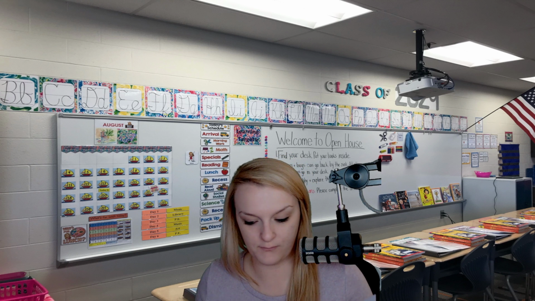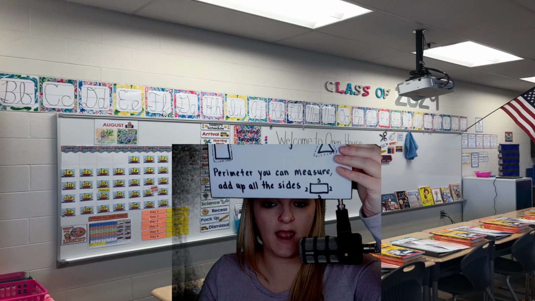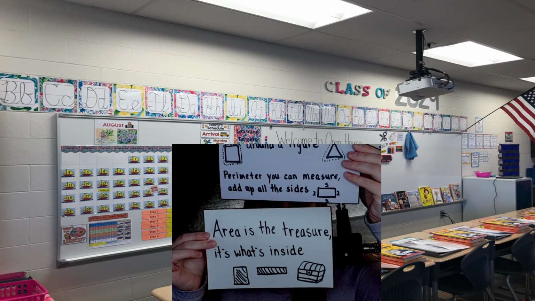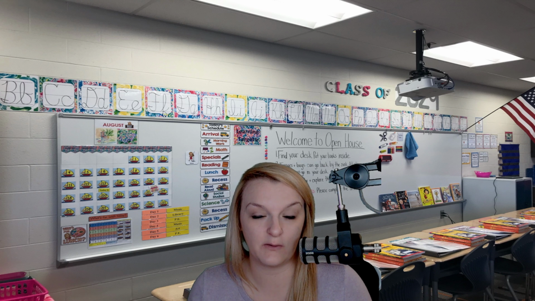So our full rhyme that helps us remember. Perimeter you can measure, add up all the sides. Area is the treasure. It's what's inside. Okay? So we're going to be finding the area of shapes today. How many squares can fit inside of a shape? Okay. Now, we're going to be doing that a couple different ways. There are about 3 different ways, just like perimeter, that you're going to see area questions asked to you.